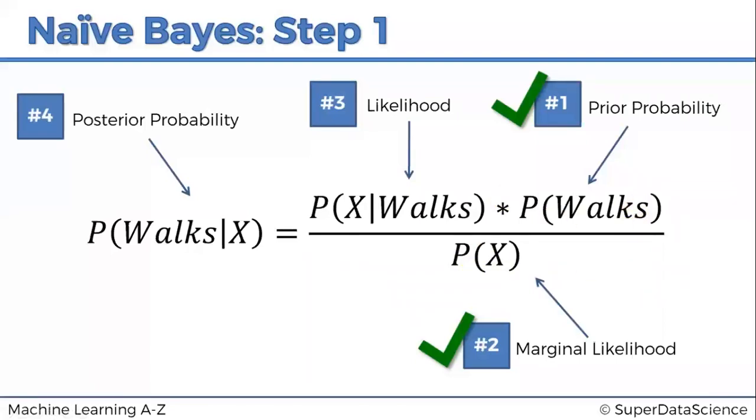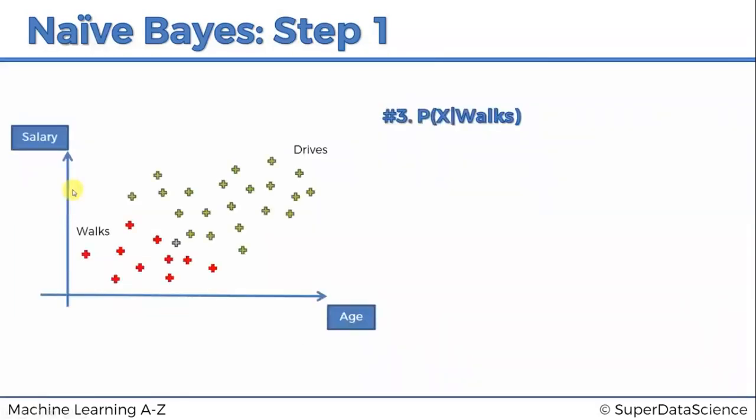Next, we're moving on to the likelihood, and this is probably the most complex one. What is the likelihood that somebody who walks exhibits features X? Well, actually, after we've spoken about the marginal likelihood, calculating the likelihood won't be as complex. So let's have a look.